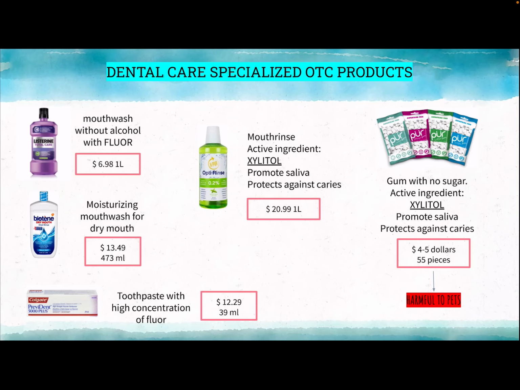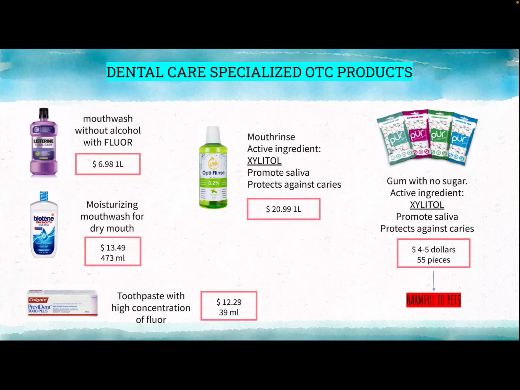And another toothpaste that is highly recommended is Prevident from Colgate, and this type of toothpaste contains a high concentration of sodium fluoride, and it costs around $12.29 at the drugstore as well. It is highly recommended after brushing your teeth. Do not rinse with water or mouth rinse to let the fluoride of the toothpaste act in your mouth.